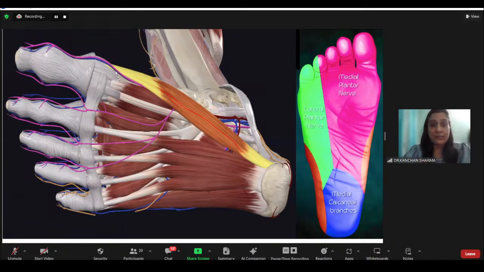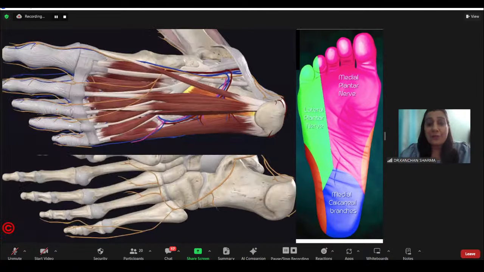So beneath this abductor hallucis muscle, you have your medial plantar nerve, which will be dividing into a proper digital, supplying the medial aspect of the great toe, and the common digitals, which will be supplying the other 2.5 toes. Here, what you need to remember is this abductor hallucis, then you have your flexor hallucis brevis, then you have your flexor digitorum along with the first lumbrical, right? That will be supplied by your medial plantar nerve.